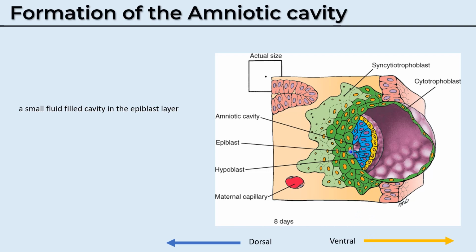We can also see that these syncytial trophoblasts are beginning to penetrate the endometrial lining, and eventually they are going to reach this maternal capillary. We can see that these cell membranes of these syncytial trophoblasts are beginning to disappear. So we have less of a defined boundary.